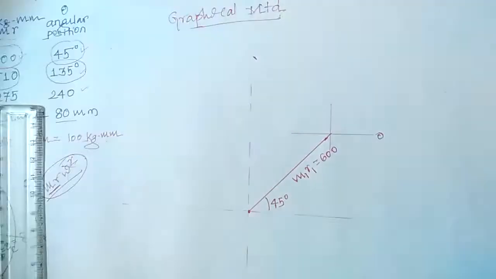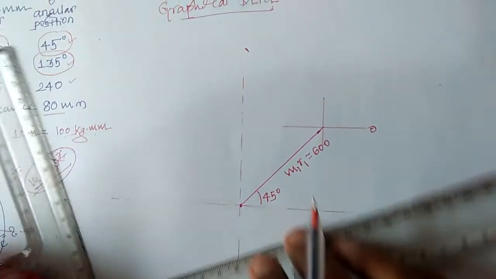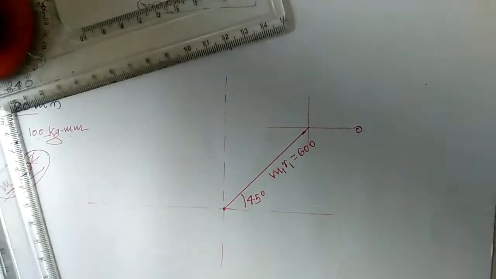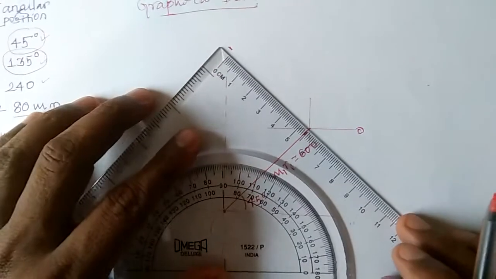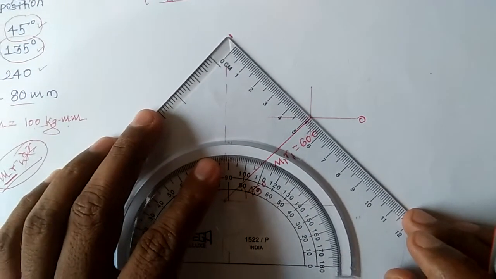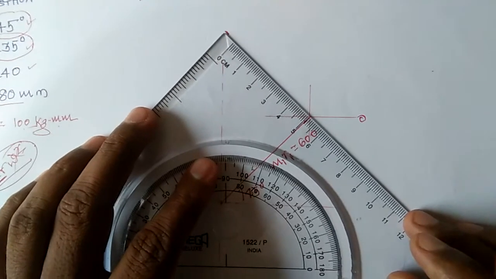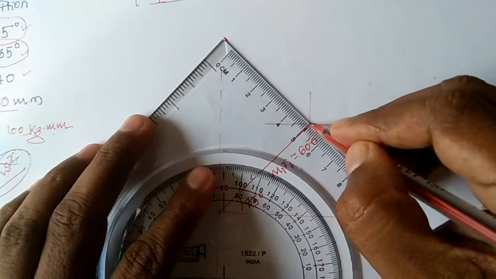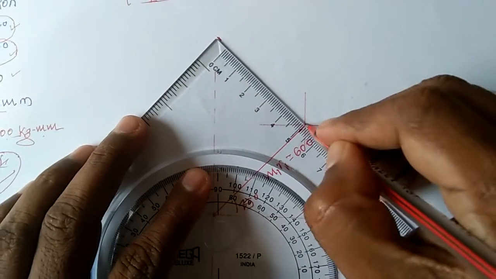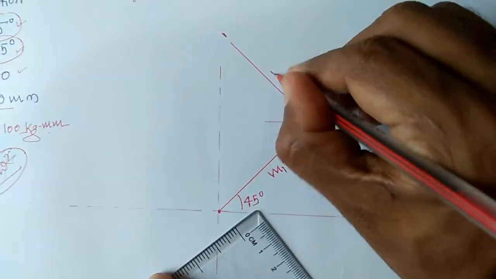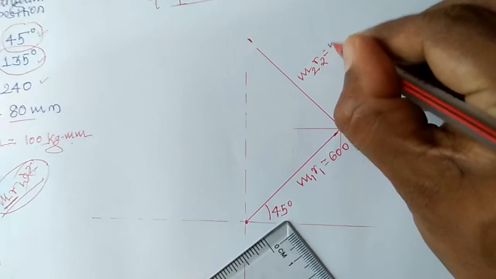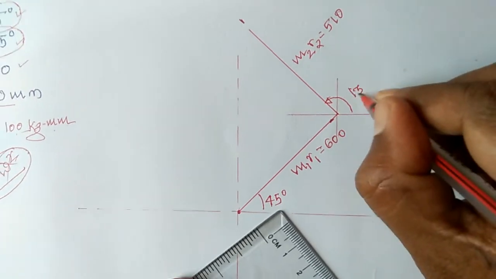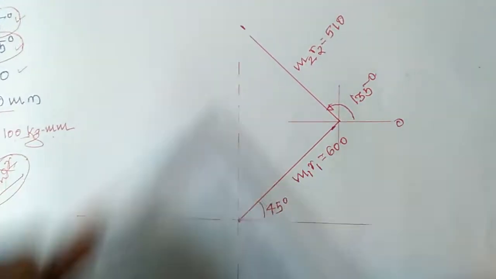Then what is the distance? That is 510. 510 means 5.1 centimeter, it comes somewhere here. You draw this also. This is nothing but M2 R2, which comes as 510. This angle is 135 degrees. Okay, then this is the end point.